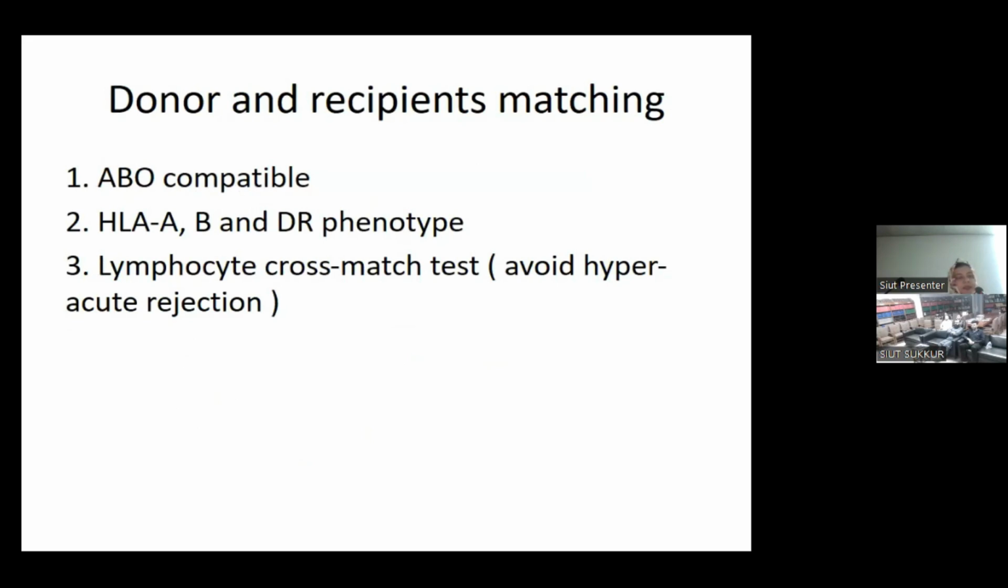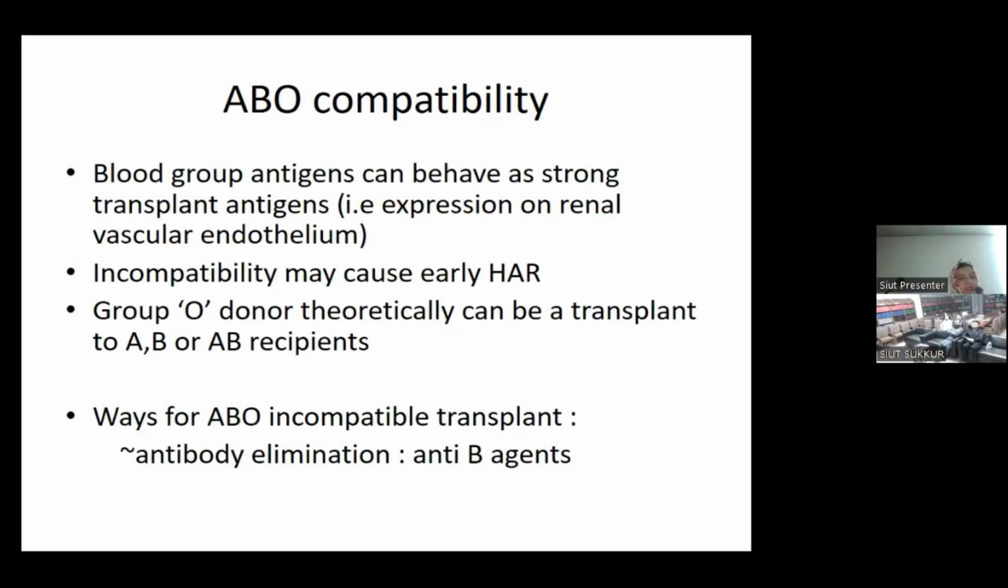There are 3 steps in the donor and recipient matching. Are they ABO compatible? The HLA-A, B, and DR phenotype, and the lymphocyte cross-match test. This is done to avoid hyperacute rejection. ABO compatibility: blood group antigens can behave as strong transplant antigens because of their expression on renal vascular endothelium. ABO incompatibility may cause early hyperacute rejection.